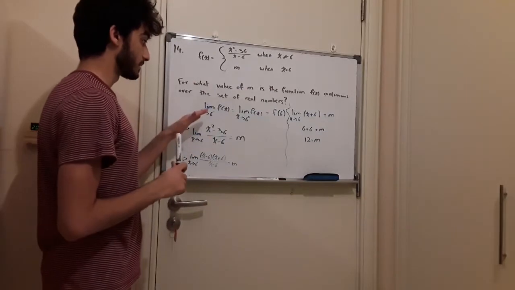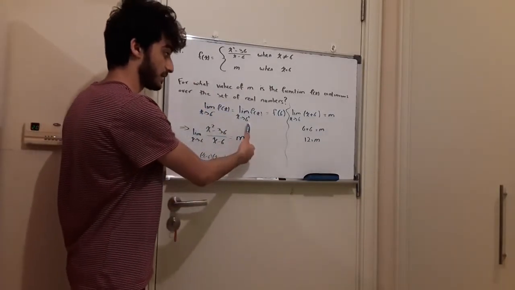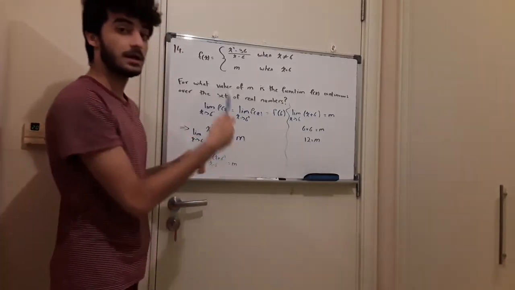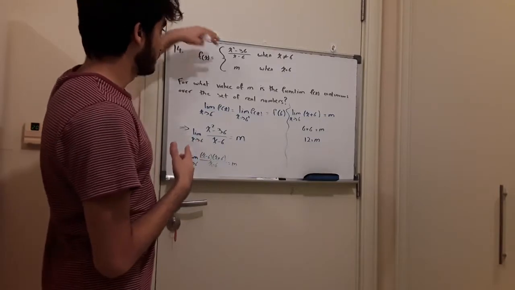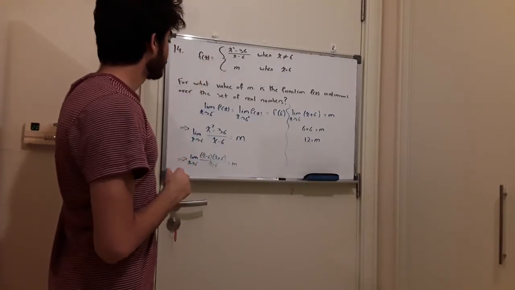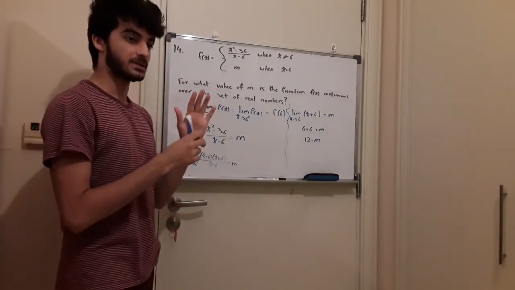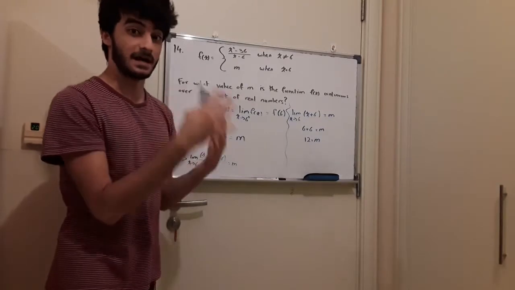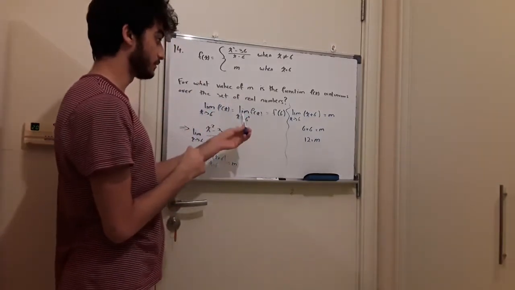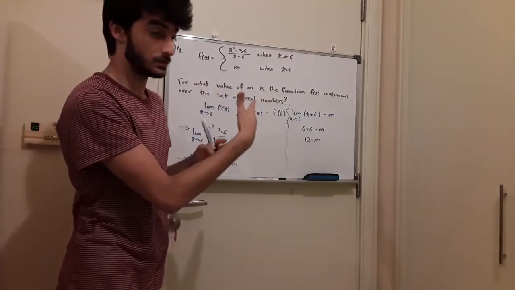So if it's continuous at x equal to 6, then its left side limit should be equal to its right side limit, which also should be equal to f at 6. Now, if you look at this, its left side limit, which is approaching x equal to 6 from the left side, is getting very close to 6, but it's never at 6. And here it's the same thing, approaching 6 from the right side, but it's never getting to 6.